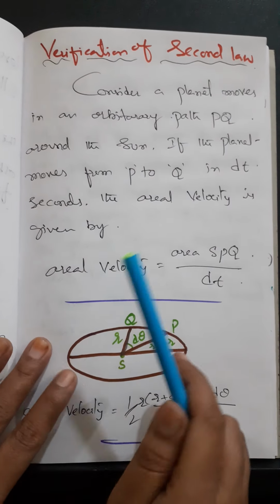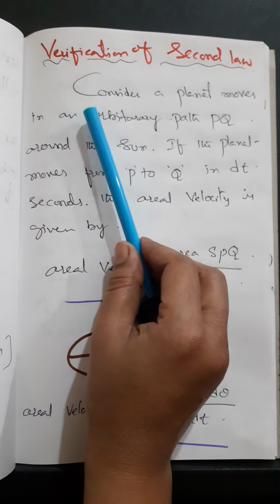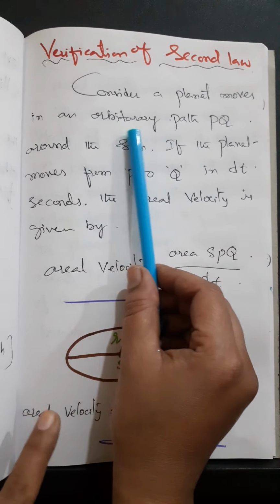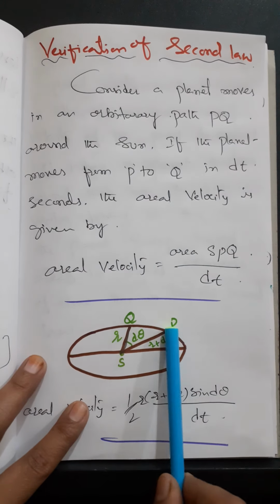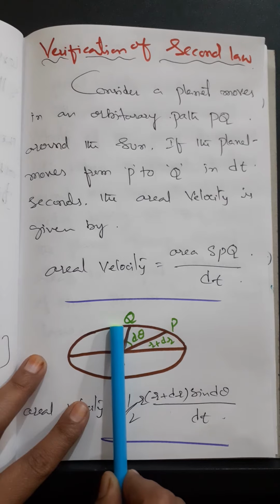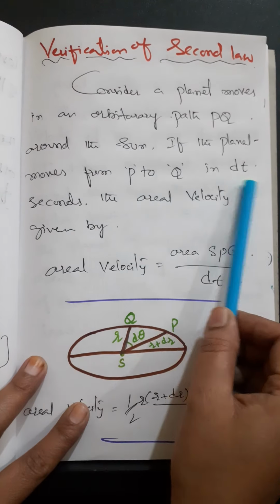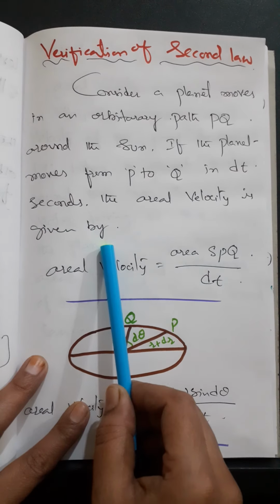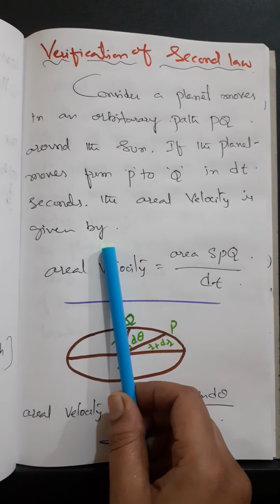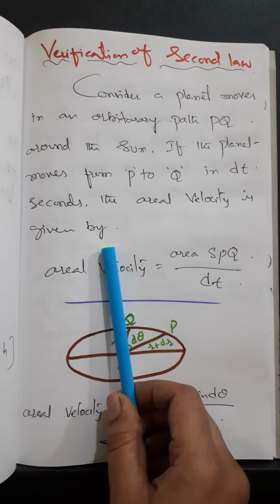Now, for the second law, consider a planet moving in an arbitrary path PQ. So this is moving in an arbitrary path PQ around the sun. If the planet moves from P to Q in dt seconds, the areal velocity is given by... In the second law we have to prove that the areal velocity is equal to a constant.